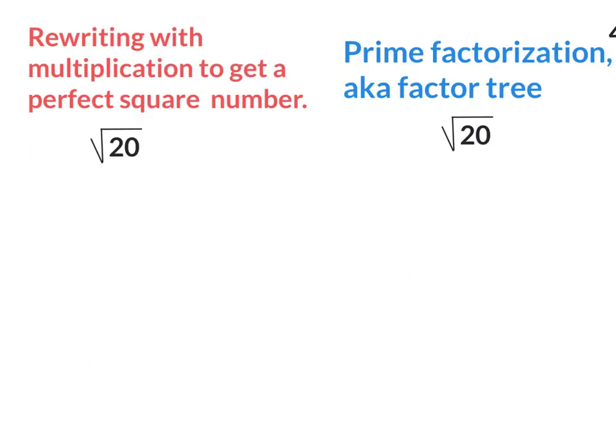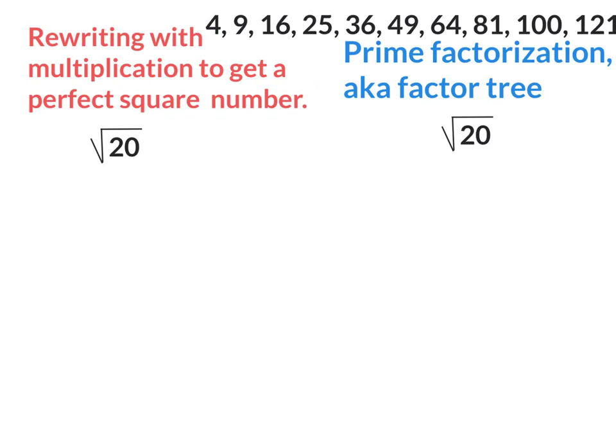Check it out, the square root of 20. For me, I would think of the perfect square number list. And 20, I'm going to rewrite it to be what? 4 times 5. If you're good at this, use it. Okay? So the final answer is going to be what? 2 square root of 5.